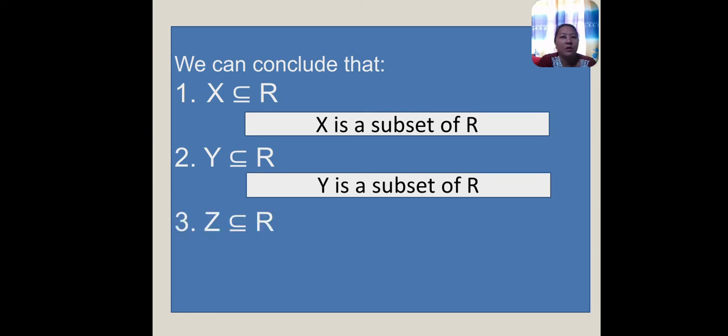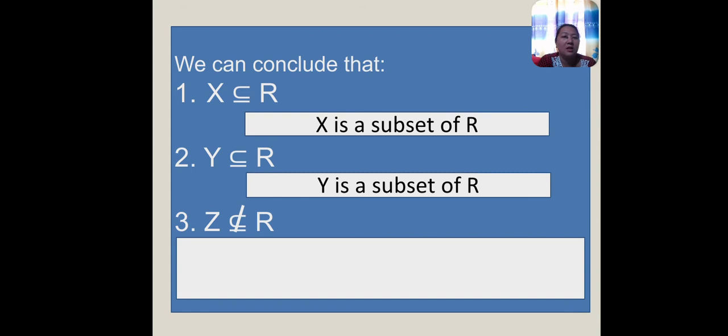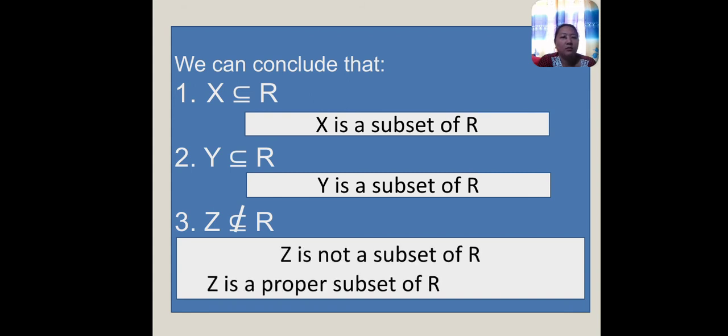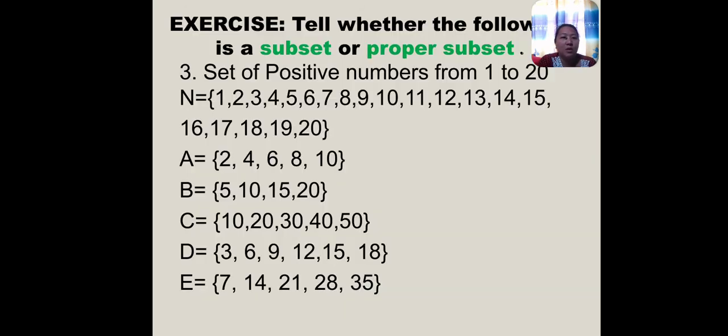But how about Z? Is it a subset of R? No, it's not. Z is not a subset of R. Why? It is only a proper subset. So what do you mean by proper subset? You can see some of the elements, but not all the elements. So Z is only a proper subset of R.